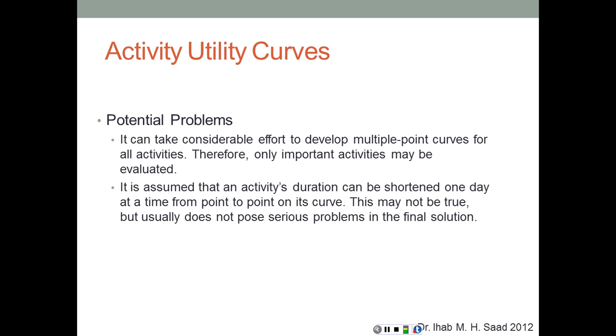It's assumed that an activity's duration can be shortened one day at a time from point to point on this curve. These are the incremental changes. This may not be true, however, but usually does not pose serious problems in the final solution. We can accept this assumption for the time being.